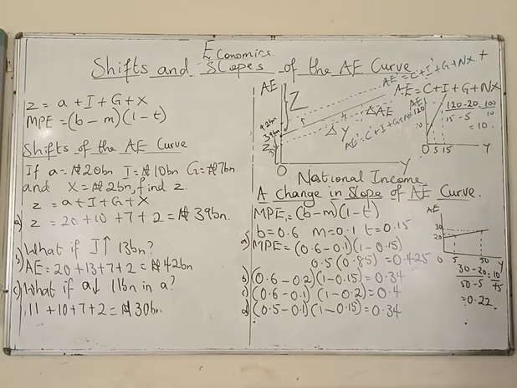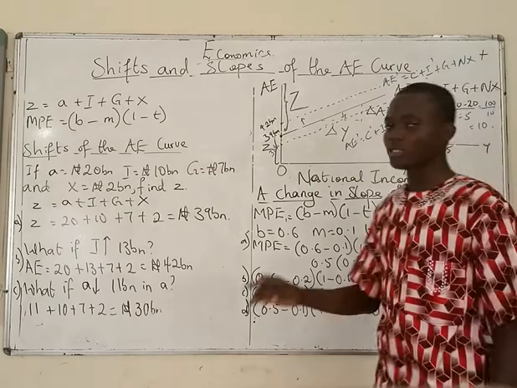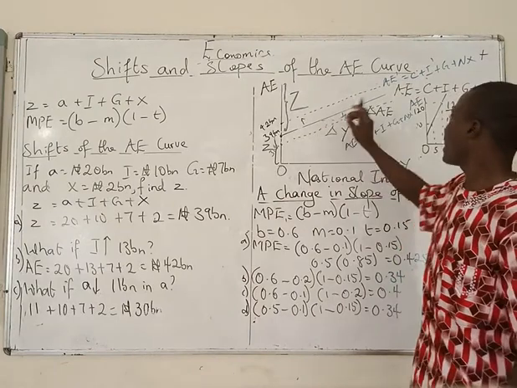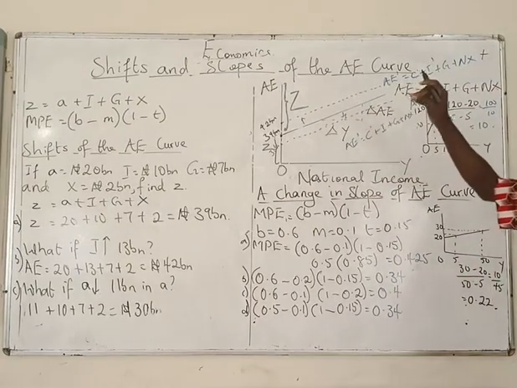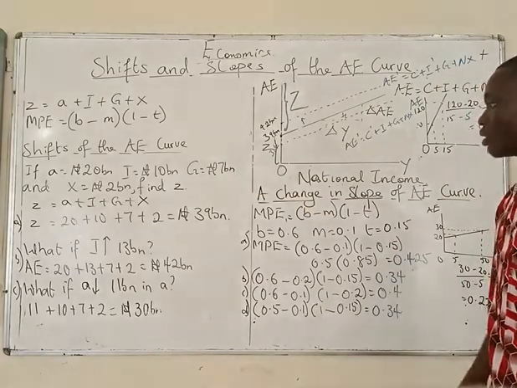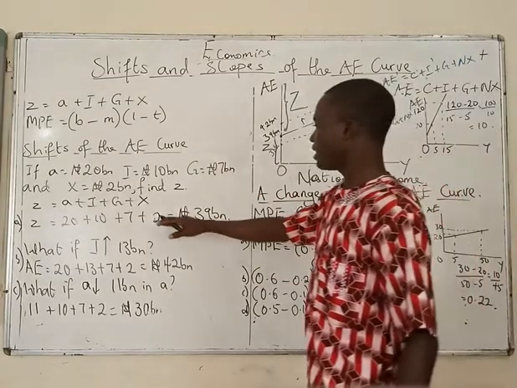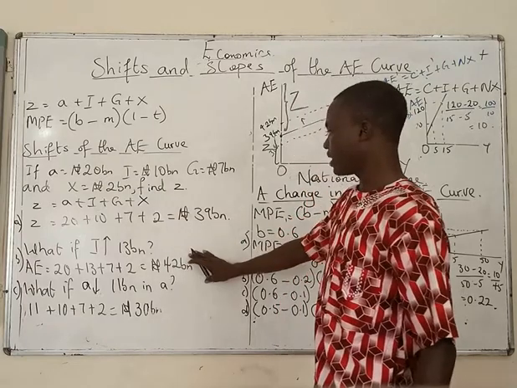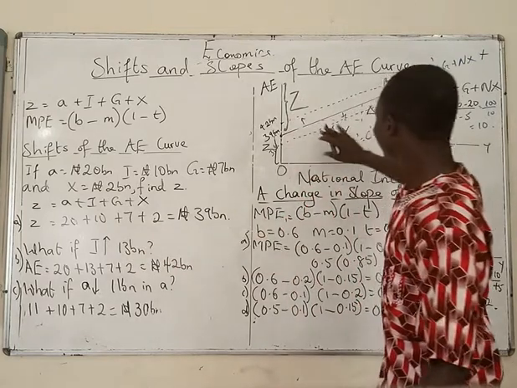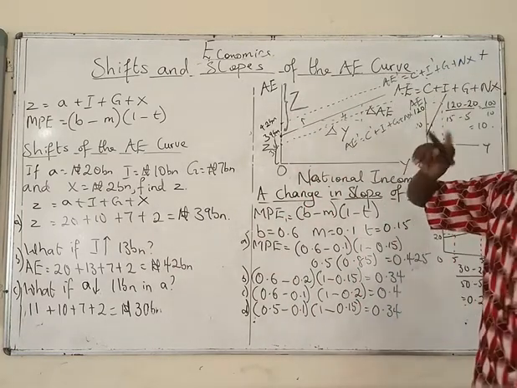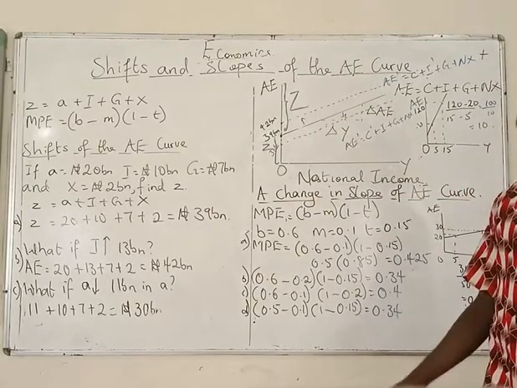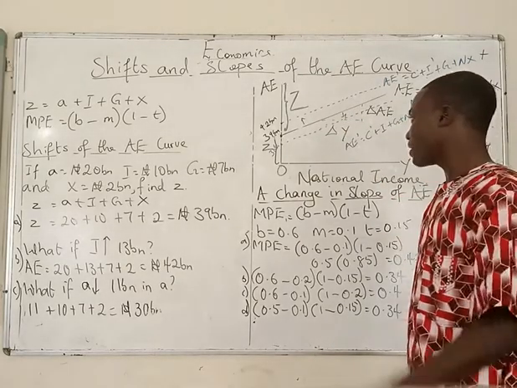So what is this trying to tell us? This is trying to tell us that whenever there is an increase in any of the components of autonomous expenditure, the AE curve will increase by the exact amount of that change in autonomous expenditure. Because here investment increased by 3, it was 10 before, the entirety of the autonomous expenditure function will increase by 3, and that simply means there is an upward shift of the aggregate expenditure curve.